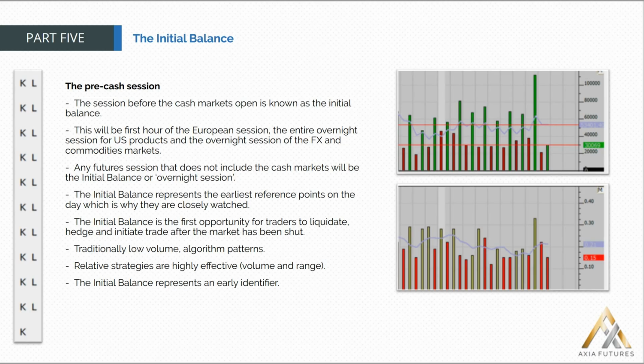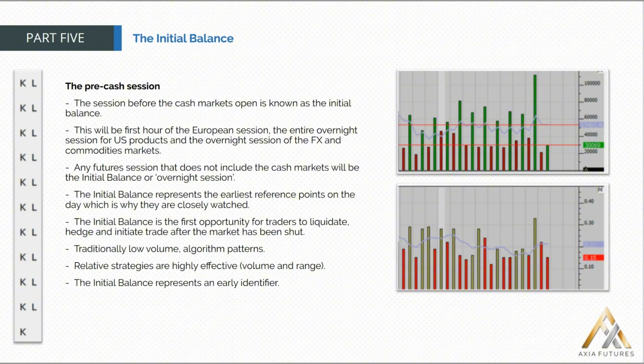Then, the initial balance does traditionally imply low volume. So what you would typically find is low volume and lack of liquidity in the overnight or initial balance. Now, this is a crucial element to understand, because if this is the norm, if this is what we usually see, when we see something else, i.e. volatility or volume, then you need to be switched on, because it's giving you very early identifiers or clues as to directional plays.